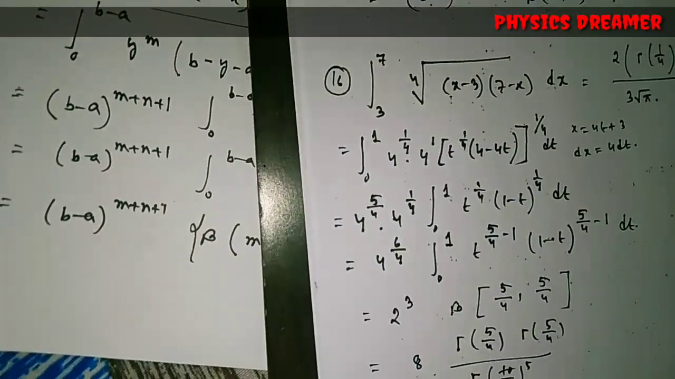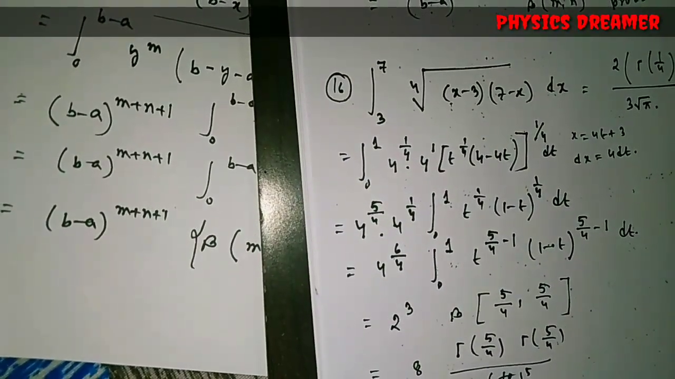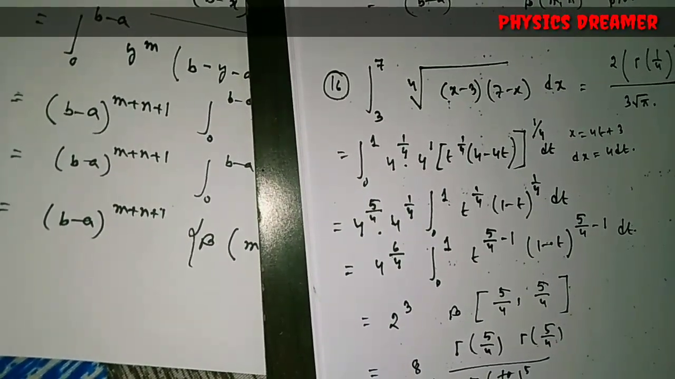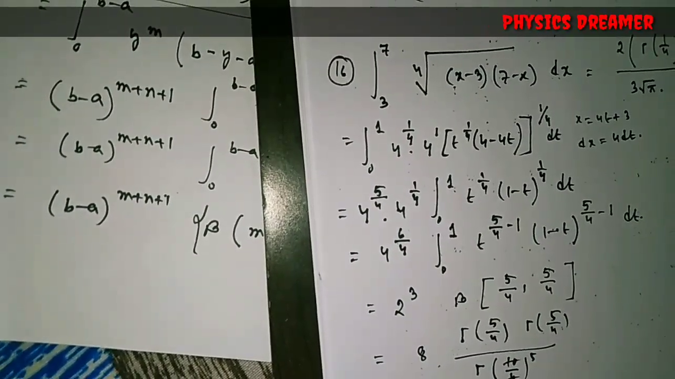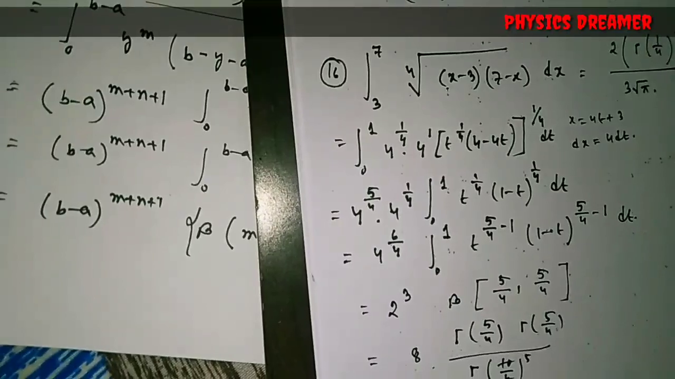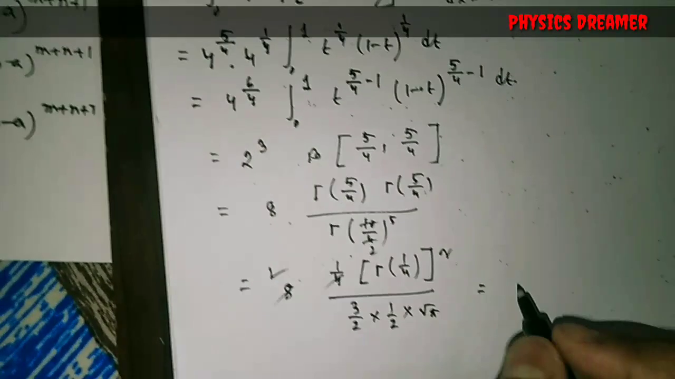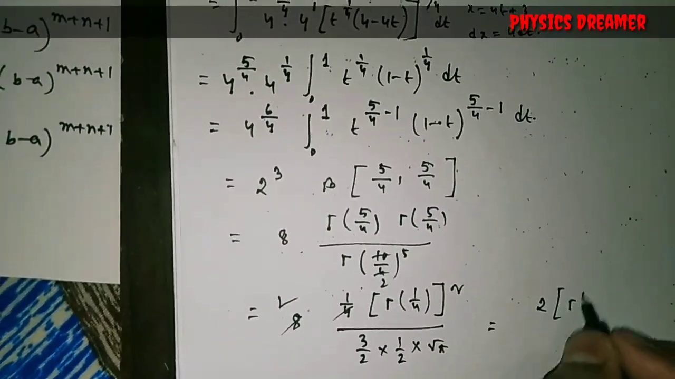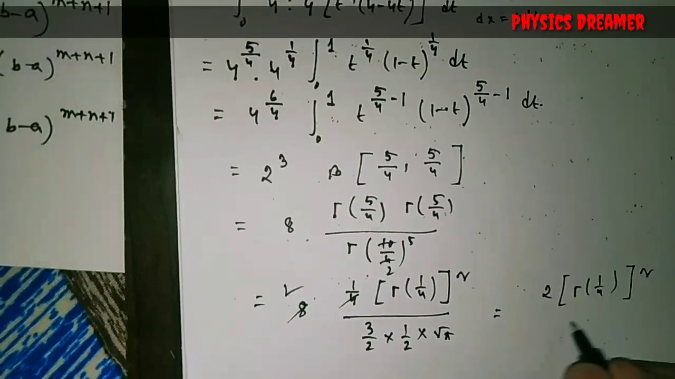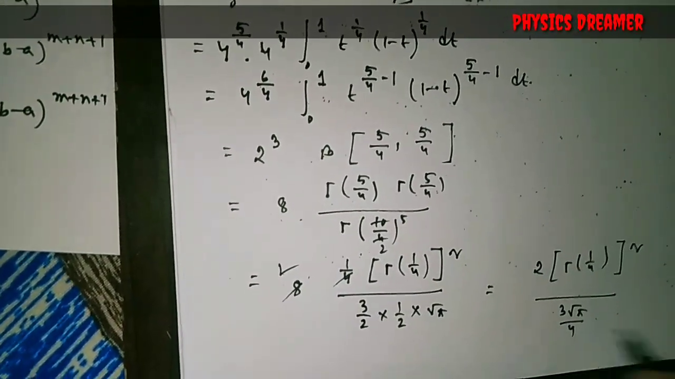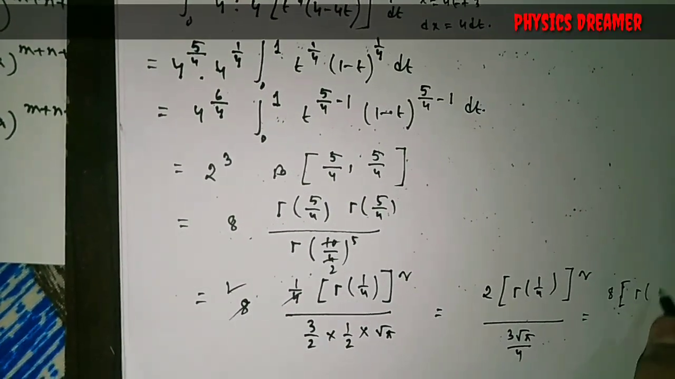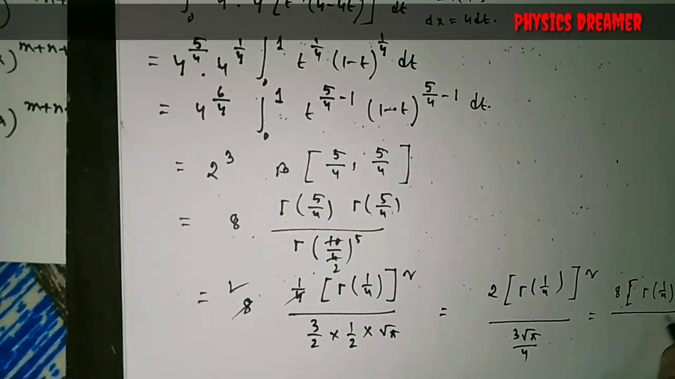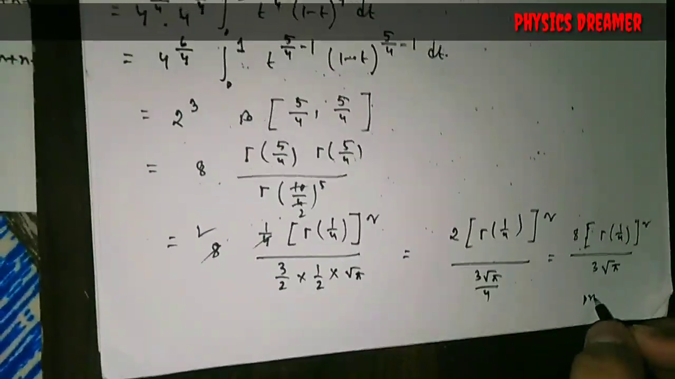So I can write it 8 into 1 by 4 gamma of 1 by 4 whole square by 3 by 2 into 1 by 2 into root pi, and here 8, so 2. Now I am getting this term 2 gamma of 1 by 4 whole square by 3 root pi by 4. So this 4 will go above, 8 gamma of 1 by 4 whole square by 3 root pi. It is proved.